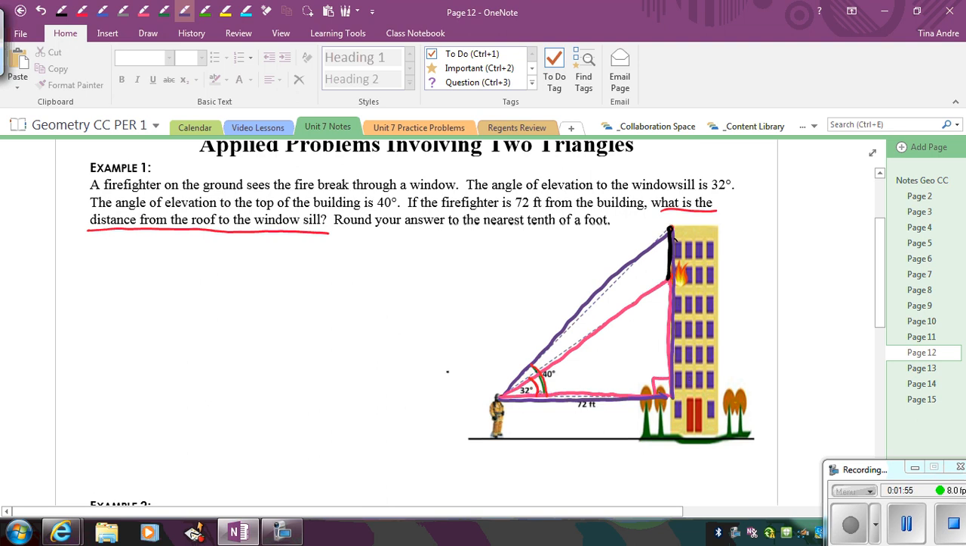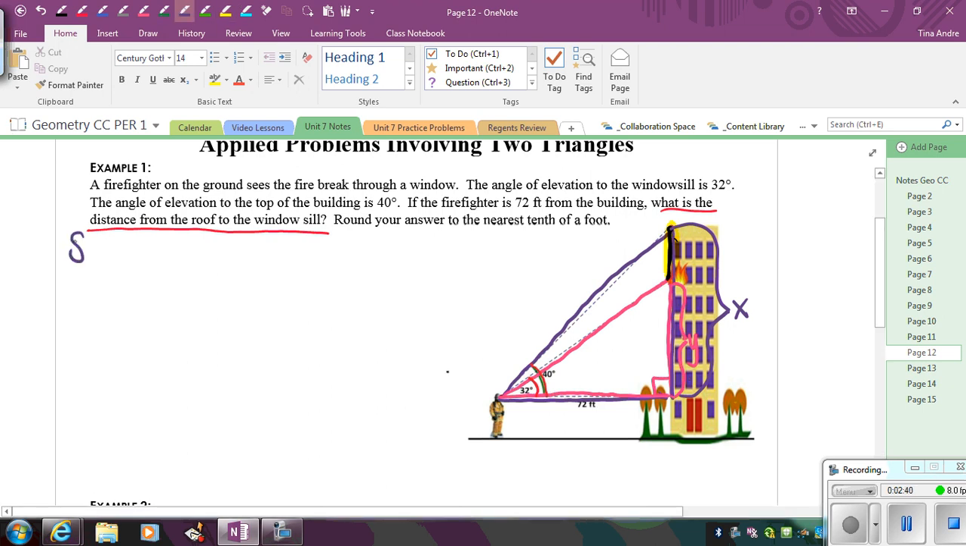Again, the angle of elevation is always measured from the horizontal line, and buildings are perpendicular to the ground. So we have these two right triangles, a small one and a large one. If I could find this entire side, let's call that X, and this smaller side that I don't want, let's call that Y, then X minus Y leaves me with exactly the distance I want. So we're going to do two right triangle trig problems within the same question, and then subtract those values to get the distance we're looking for.